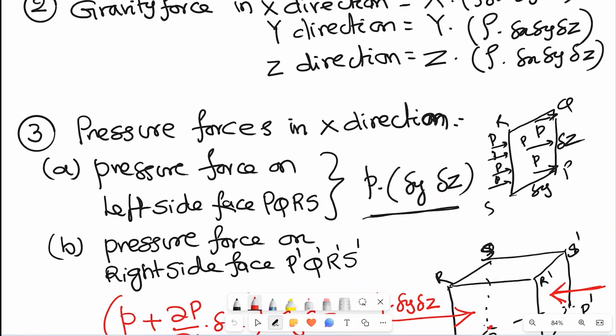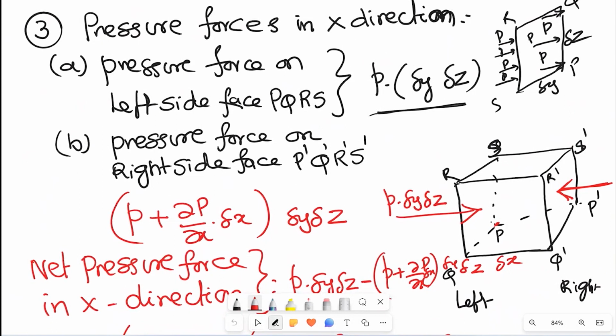PQRS is on the left face and P dash Q dash R dash S dash is on the right side. Now what is the pressure force? P is the intensity of pressure at any point. You can take that at this place the pressure intensity is P. So at any place on this face, the pressure intensity is P only.